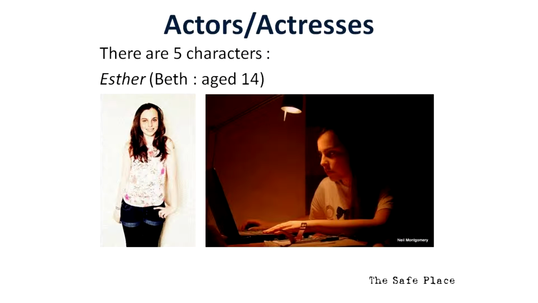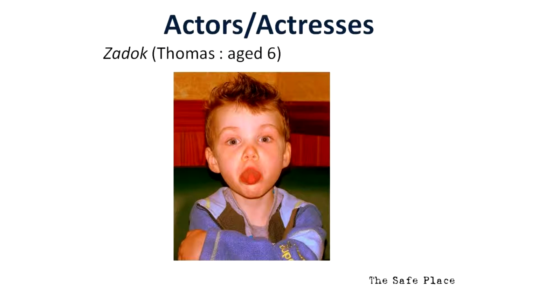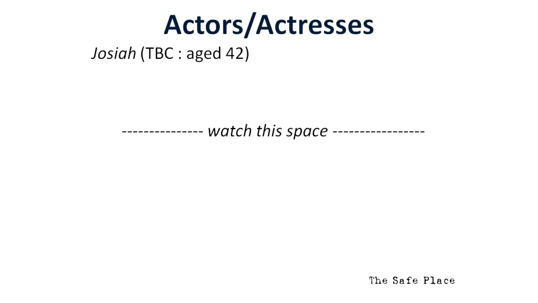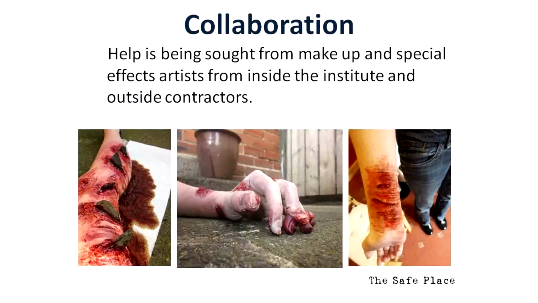There are 5 main characters: Esther, played by Beth, who's 14 years old; Lamech, played by Oliver, aged 10; Zadok, played by Thomas, aged 6; Josiah, aged around 40, still to be confirmed; and Miriam, the lead character, still to be confirmed. Help has been sought from makeup and special effects artists from inside the Institute and outside contractors.